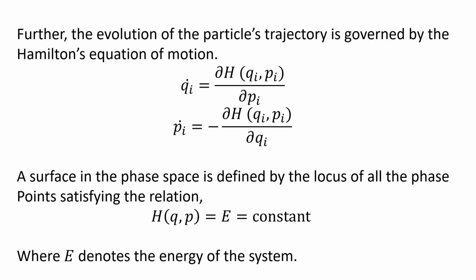So, the evolution of the particle's trajectory is given by these equations of motion. These are called Hamilton's equations of motion, where the time evolution of the generalized coordinates qi and the generalized momenta pi are given by del H del pi and minus del H del qi, where H denotes the Hamiltonian of the system.